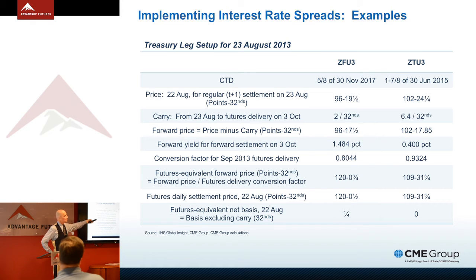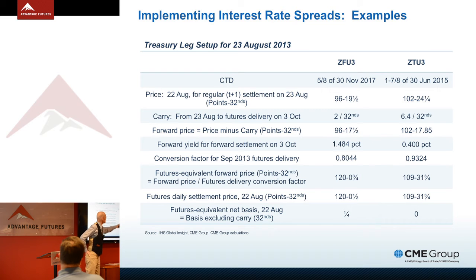You come to 230 seconds. That's what your carry is worth. The forward price will be the spot price minus carry. We come to what? 96, 17 and a half, 30 seconds. Your forward yield is 1.48%, slightly more. So far, so good.